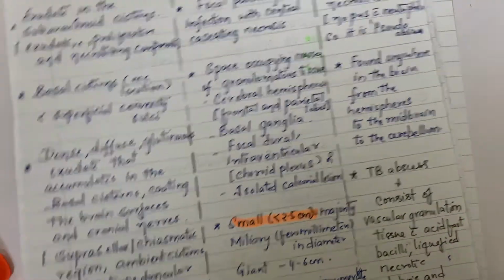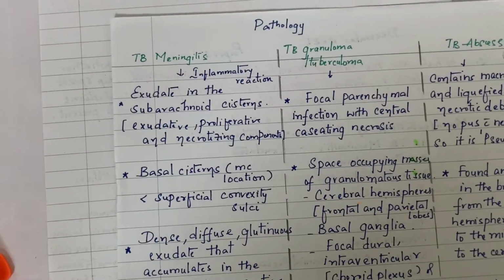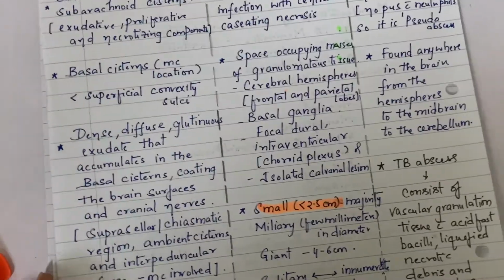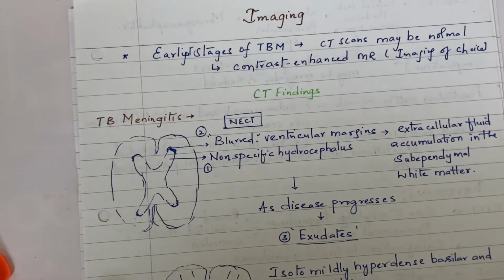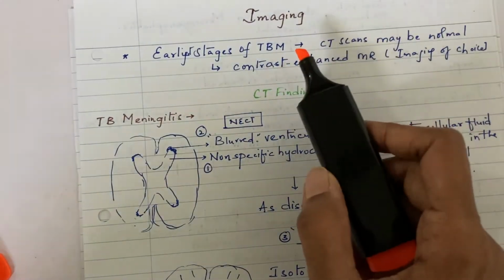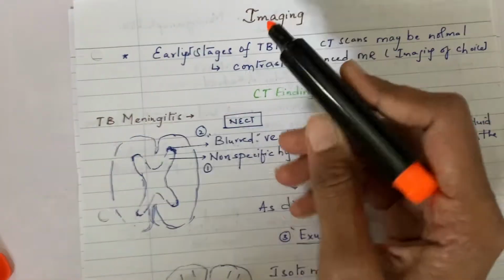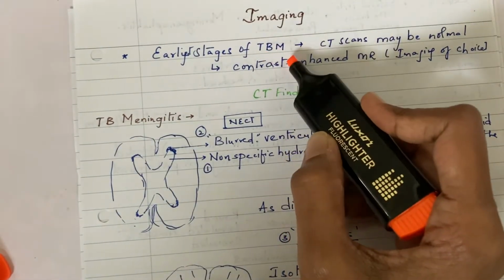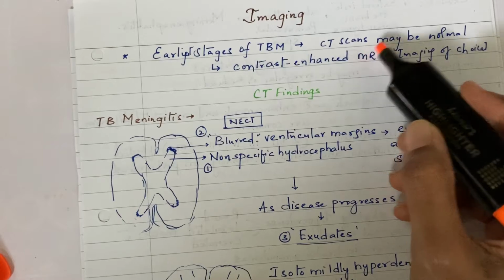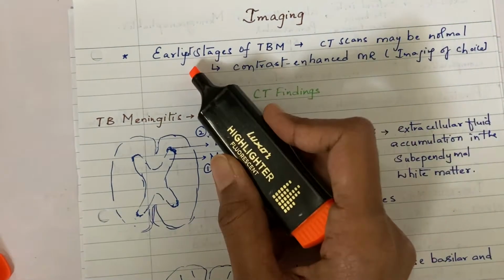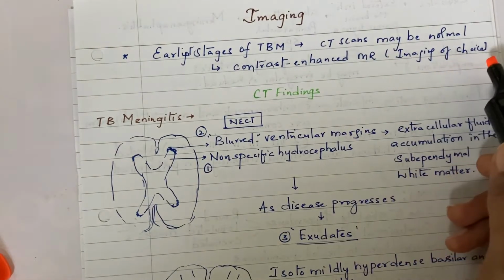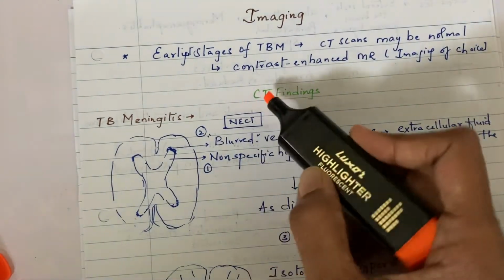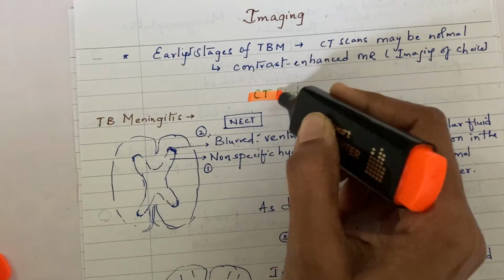So this is about the pathology of neurotuberculosis. Then coming to the next question, imaging findings of neurotuberculosis. What we have to remember is, in early stages of TB meningitis, when you do a CT scan, it appears normal. So in early stages, contrast-enhanced MRI is the imaging of choice, remember. Then, first, CT findings.